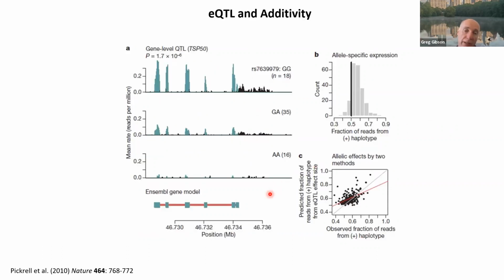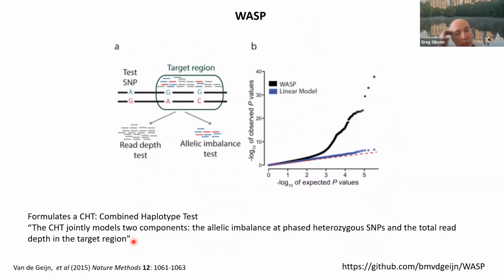Jonathan Pritchard, who was the PI of Joe's at the time and has now moved to Stanford, has come out with this WASP approach. I think this is Jonathan's. They argue that you're more efficient at mapping eQTL if you use something called the combined haplotype test. They jointly model the effects of the allele-specific expression, this imbalance, and the total read depth, so the classical eQTL effects.